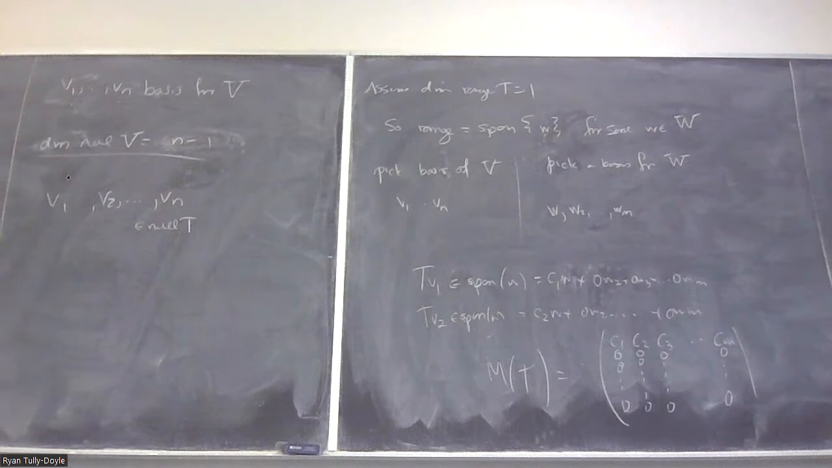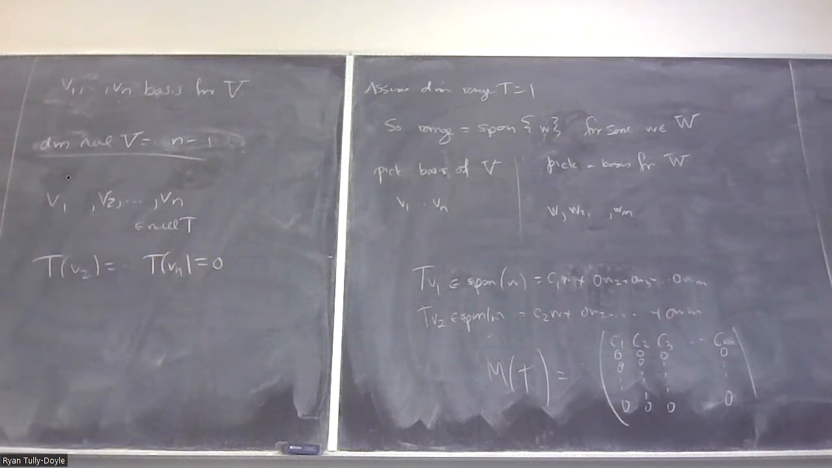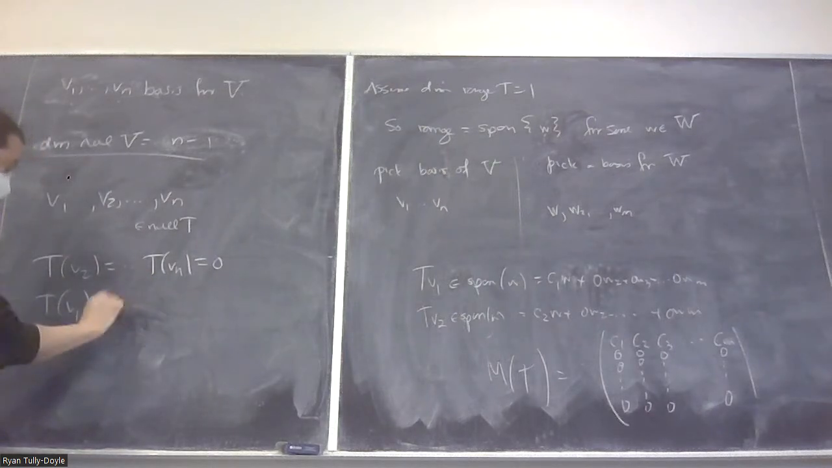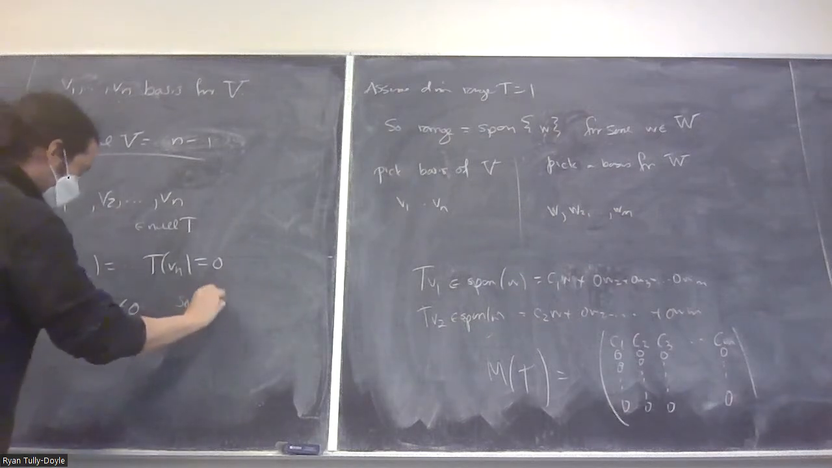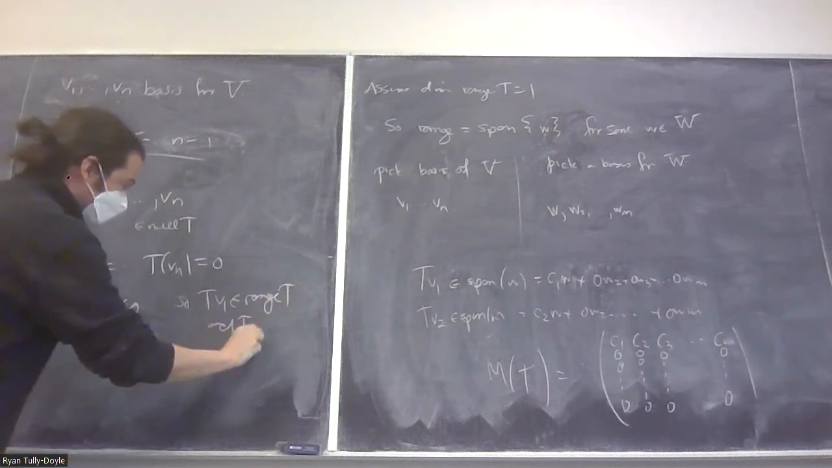I'm going to try to translate this so I can be consistent with the way the book is. So T of V2 to Vn is equal to 0. But T of V1 is not in the null space, so it doesn't equal 0. So it's a non-zero element of the range. I put it in: TV1 is in the range of T and TV1 is not equal to 0.